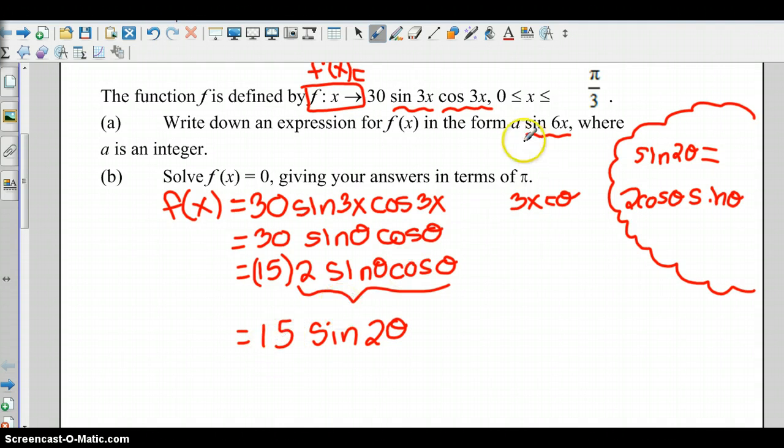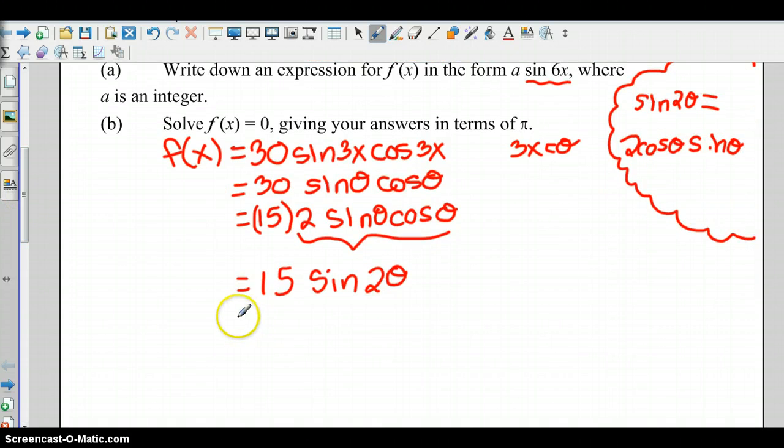Great. So I'm closer. Now the only thing is, earlier I took out the 3x and replaced it with theta. So let me put that back in. I've got 15 as my coefficient, sine, and then 2 times theta, which was really 3x.